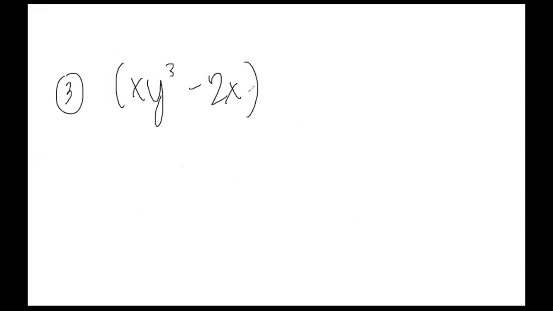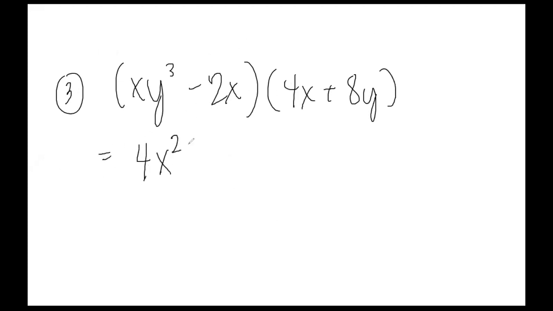Okay, number 3, xy cubed minus 2x times 4x plus 8y cubed. Here we have xy cubed times 4x, that's equal to 4x squared, kasi x times x, y cubed. Xy cubed times 8y cubed, that's equal to plus 8x, y raised to 3 plus 3, or 6.